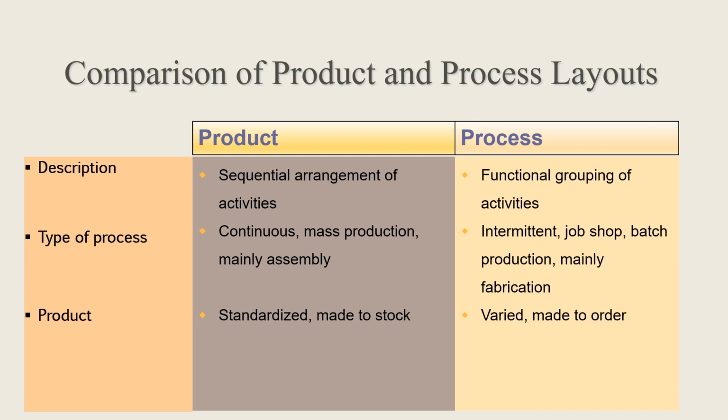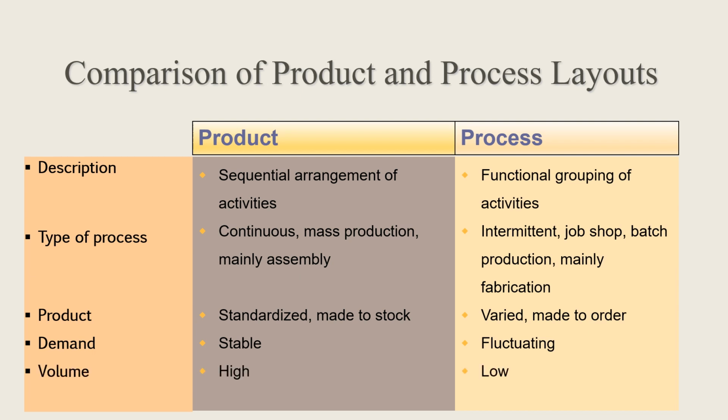In the product layout, you can see a standardized product and it's produced for inventory purposes, or made to stock. In the process layout, the product may be varied and it's produced only if you order it. So it's made to order. In the product layout, demand is more stable, and in the process layout, the demand can be fluctuating, which means it can be either up or down.